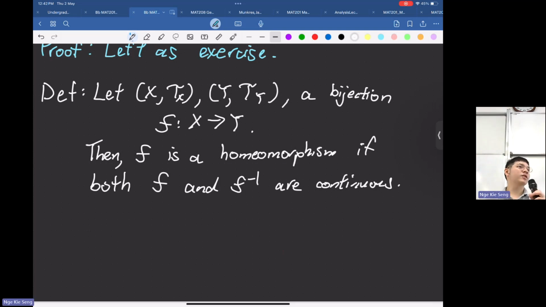It is a bijective continuous function, but a bijective continuous function is not enough. Or maybe you just say that it is a continuous function that is bijective. But in this case, we require the inverse to be continuous as well. Only then is this a homeomorphism. Do you know what a homeomorphism is?